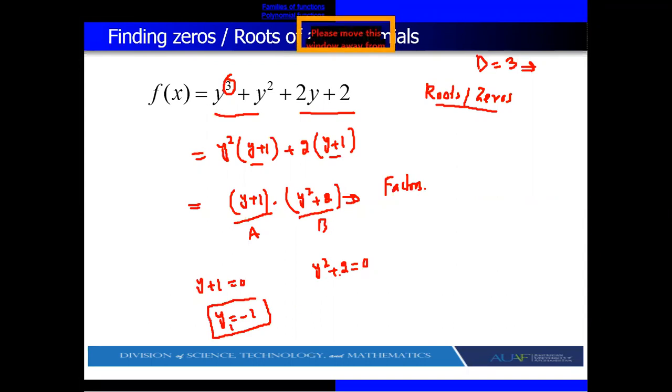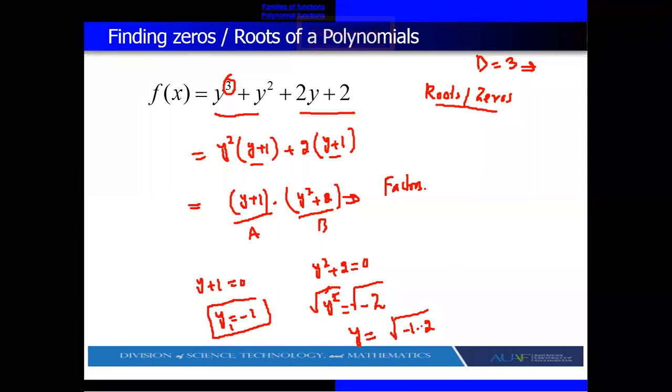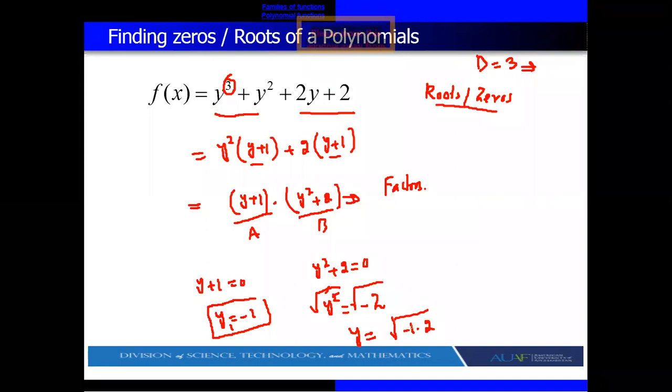Second, y square plus 2 equal to 0, so y square is equal to minus 2. Taking the square root on both sides, the root cancels with the square, y is equal to the square root of minus 2. We can write minus 2 as minus 1 times 2. Now, a negative square root is not possible; we cannot find the value of the square root of a negative number. So then we take iota, an imaginary number, just to solve the negative square root.